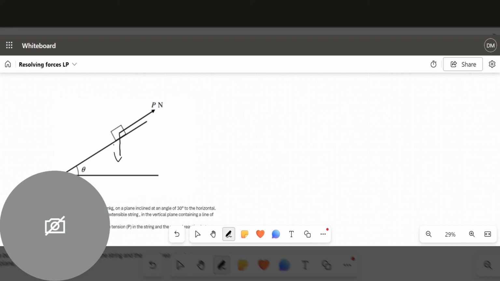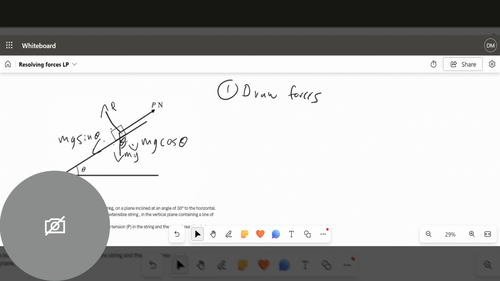This time we don't know the weight, but we can call it mg. We've still got R. So the first step is draw your forces. Second step is to resolve our forces. So we're going to resolve our weight this way. That angle's theta, which means this angle is always theta. We resolve into the surface, we get mg cos theta. We resolve down the slope, we get mg sine theta.